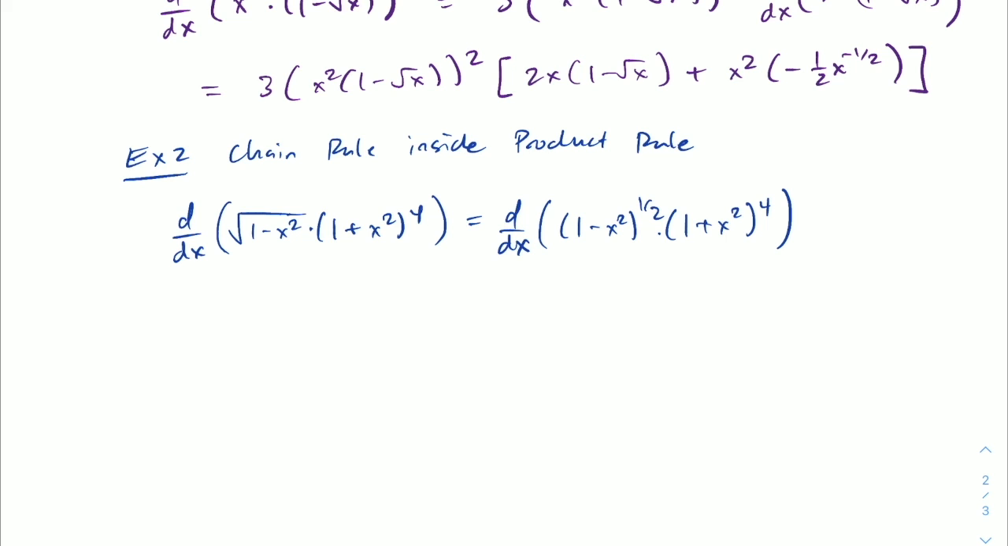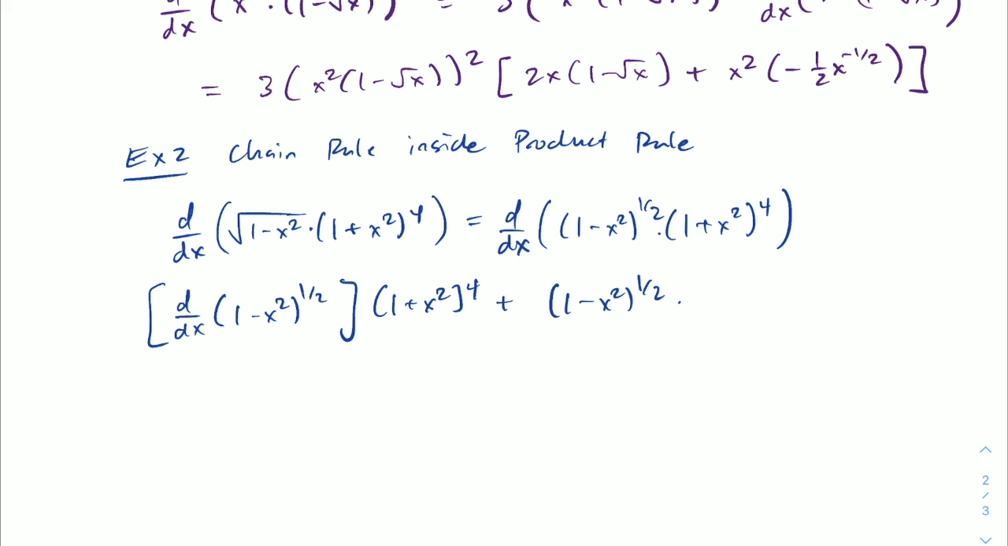So we have a product of two functions. So we'll take the derivative of the 1 minus x squared to the 1/2 and leave the second part alone, the 1 plus x squared to the fourth. And then we'll add that to 1 minus x squared to the 1/2 times the derivative of 1 plus x squared to the fourth. That's the product rule. And now we're ready to take the derivatives.